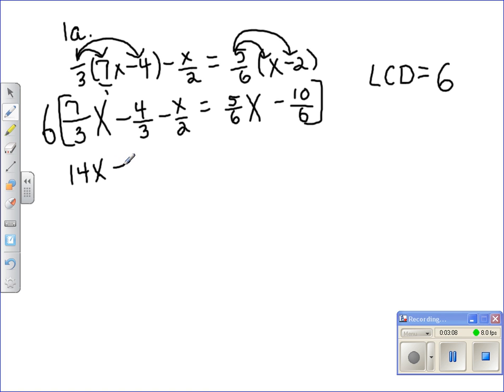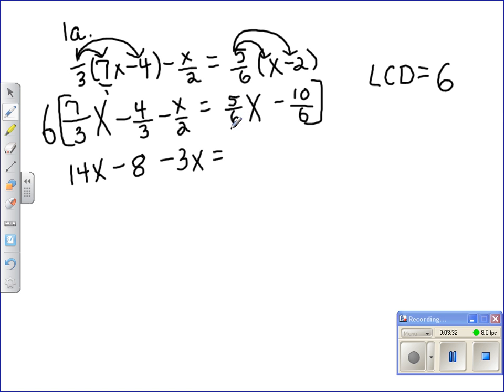So again, bring down my subtraction. 3 divides into 6 2 times. 2 times 4 is 8. No denominator anymore. Minus 2 divides into 6 3 times. 3 times x is 3x. Equals, still doing, remember, the entire equation by that 6.